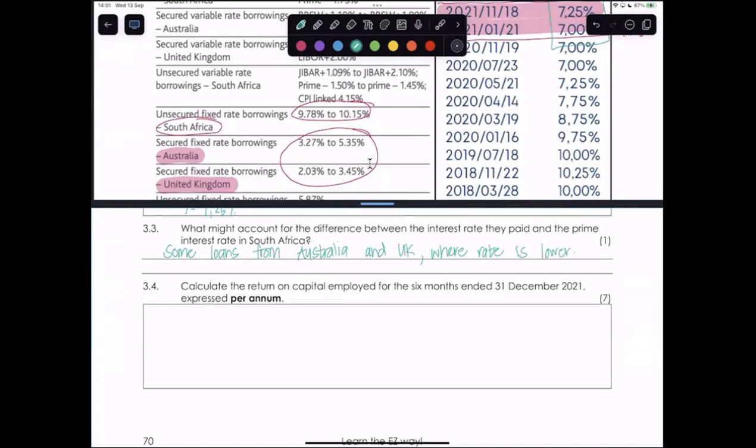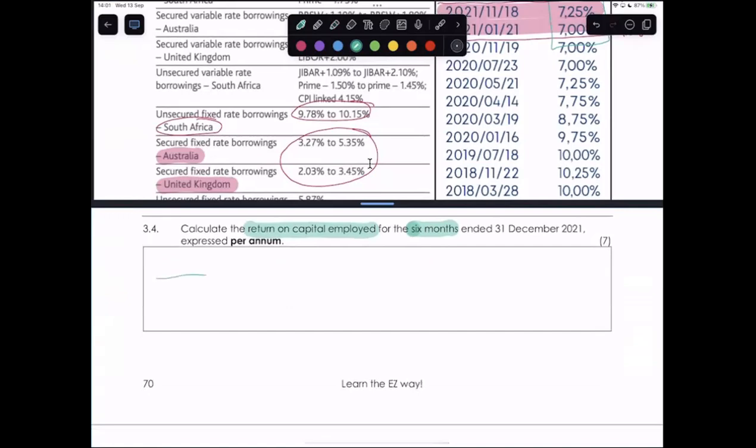Calculate the return on capital employed for the 6 months. Again, note that we've got to watch out because it's asking for 6 months. Return on capital employed is another one that you can work out very easily. The word on simply means put a line. I love that. Return means you're looking for what came out of the business. In other words, profit. Capital employed is all the money that got invested in the business. In other words, your equity and all your non-current liabilities.